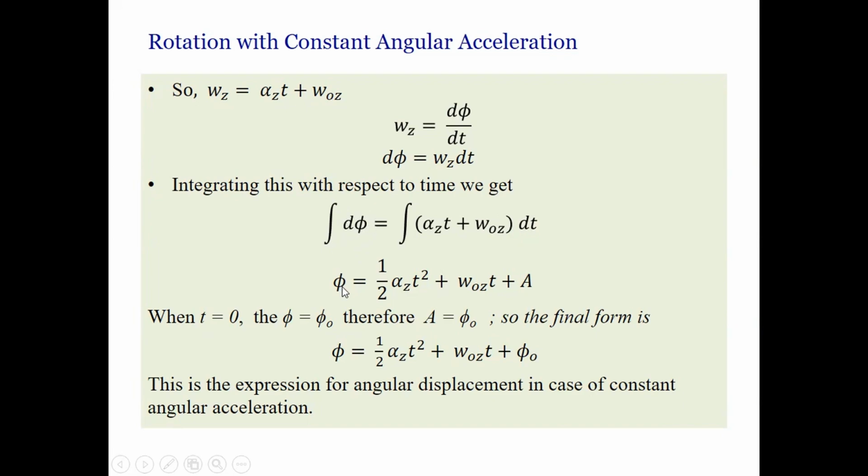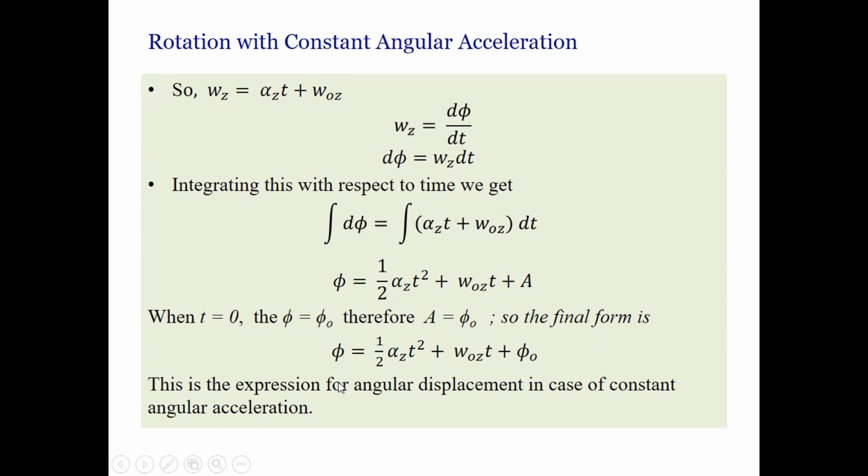So the answer is, for the first integration, φ, and for this integration, half αz times t squared, because t has increased by power 1, and the value of this power is also written here as a denominator. Similarly, ω0z multiplied by 1 has been converted into t because of the integration, and the constant of integration appears. If the angle was originally φ0 at time t equal to 0, then it becomes φ0, and the final form of the equation is this.